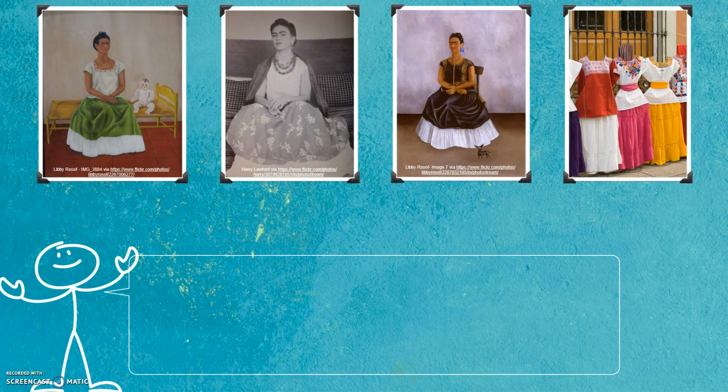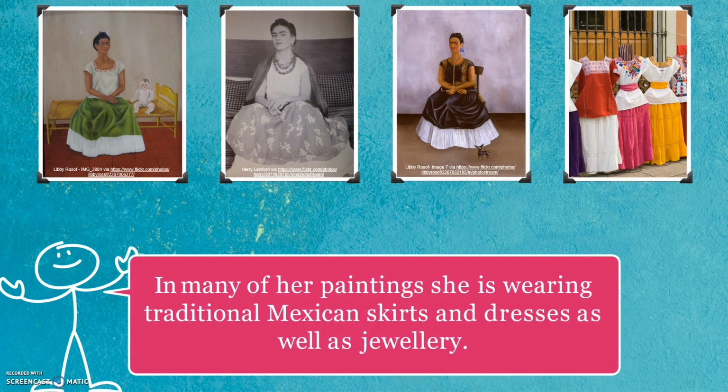Now, in many of her paintings, we see images of Frida Kahlo wearing these clothes, these traditional Mexican skirts and dresses, as well as traditional Mexican jewelry. And she did this because she was expressing her love of the Mexican culture through the clothes and the jewelry that she actually wore.